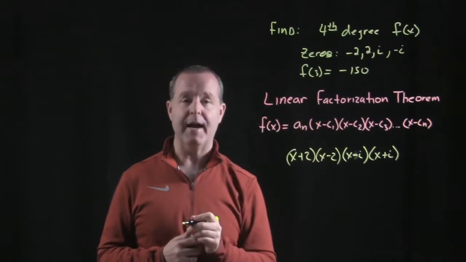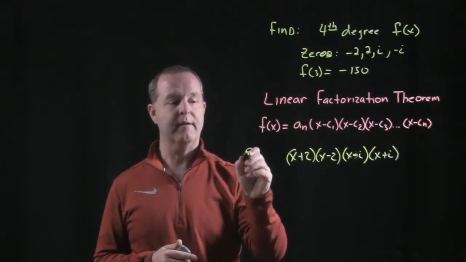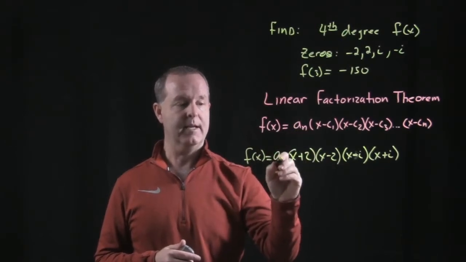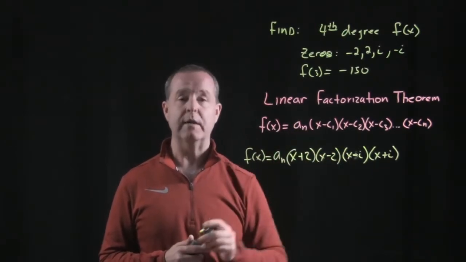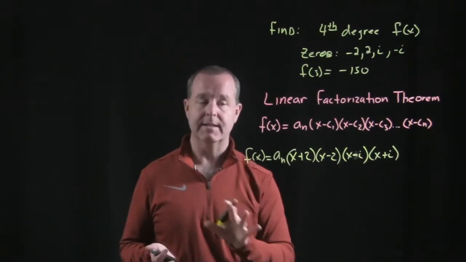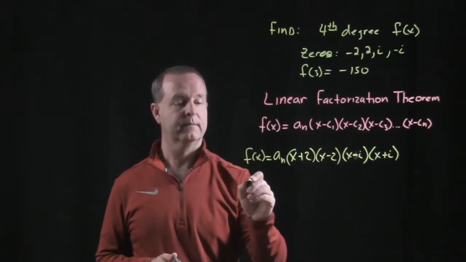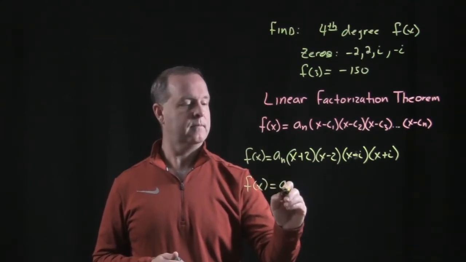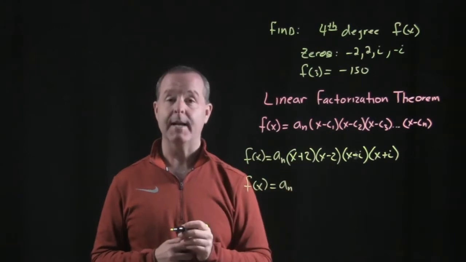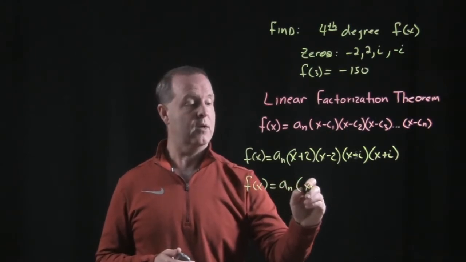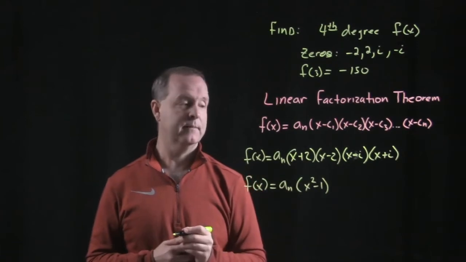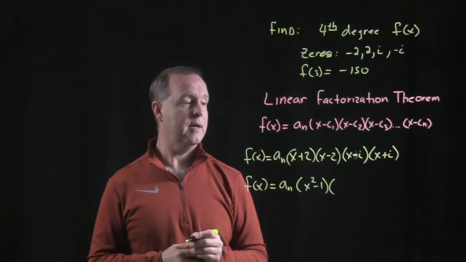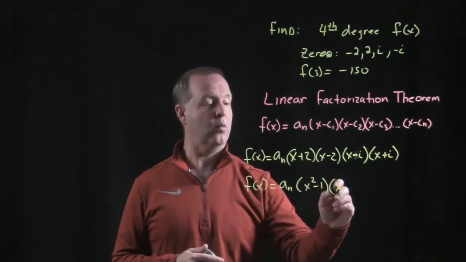And then using the linear factorization theorem, we can create a function, some f of x, that will equal this with some leading coefficient with all the linear factors. So let's go ahead and start to see what we get here. x plus 2 times x minus 2, that's a difference of 2 squares. So I know I'm going to get an x squared minus a 4 out of that. Likewise, that's a difference of 2 squares. x minus i times x plus i gives me an x squared plus a 1.